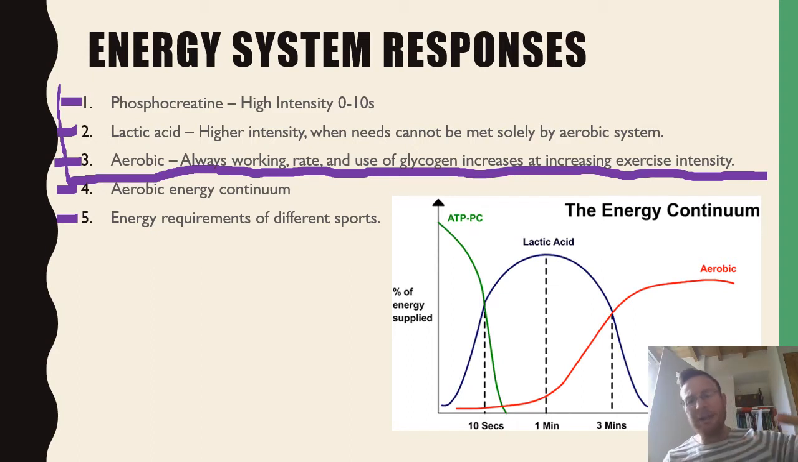But if we then go up a hill, a little bit more hard work, we might start to use slightly more glycogen and glucose as energy sources. So again, the aerobic system can work at different intensities, but when it's not able to meet the requirements of that exercise intensity, the lactic acid system provides that little addition.